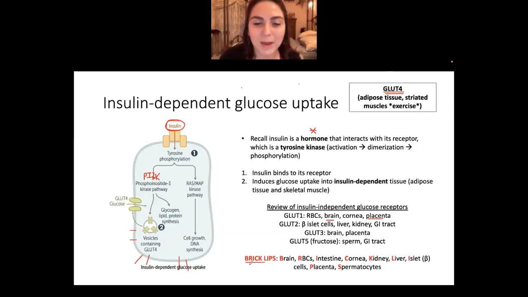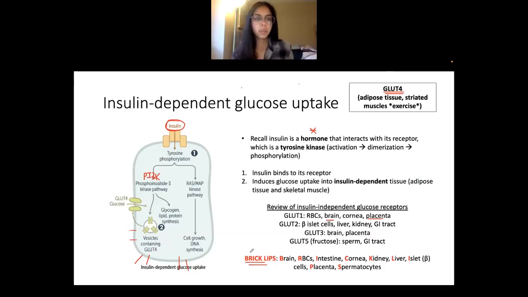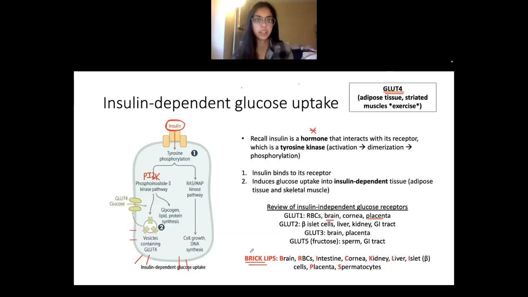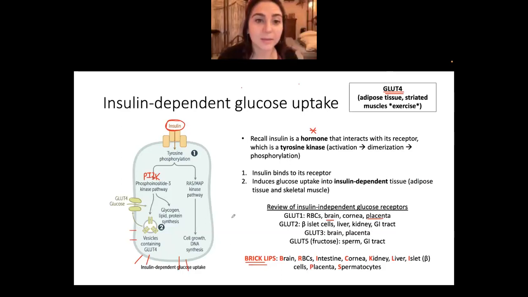People remember that with the BRICK LIPS mnemonic. And again, these are all of the glucose receptors that can uptake glucose without having insulin there. It doesn't matter if insulin's there. So let's say, when you haven't eaten a meal, would all of these other receptors be taking in glucose at a higher rate than the GLUT4? Yes, exactly. And that's actually why those are the first places that end up getting broken down, your fat and your skeletal muscle, when you're in a fasting state.